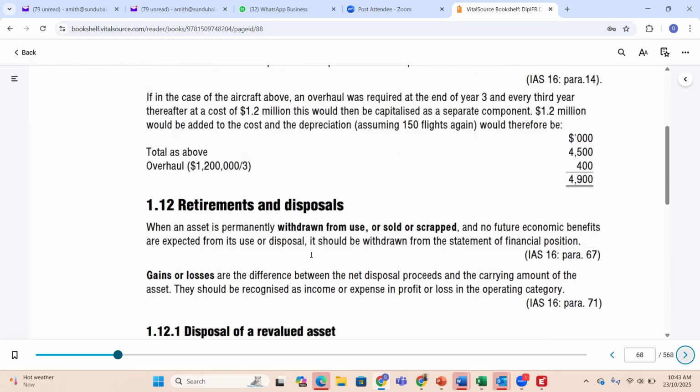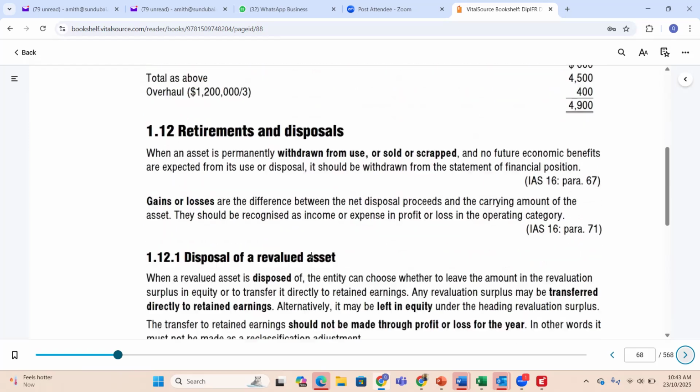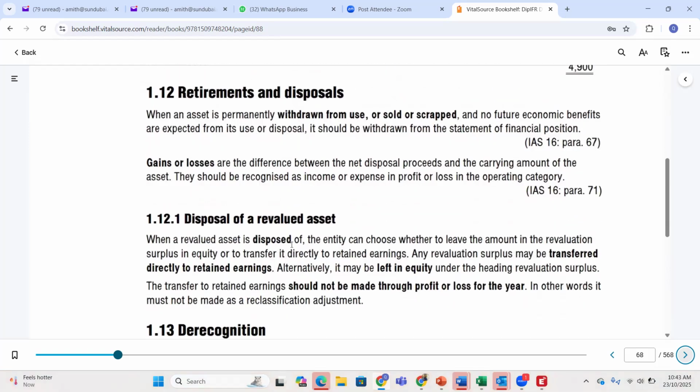Now, if you are retiring or disposing an asset, what happens to a revaluation reserve that you have in OCI? This is very clear. P&L account entry is very clear. What to do if you have a revaluation surplus? So when a revalued asset is disposed of, the entity can choose whether to leave the amount in revaluation surplus in equity or transfer it directly to retained earnings. Any revaluation surplus may be transferred directly to retained earnings. Alternately, it may be left in equity under the heading revaluation surplus. Transfer to retained earnings should not be made through P&L. In other words, it must not be a reclassification at all. Again, I'm telling you, that is why this thing is taxable.